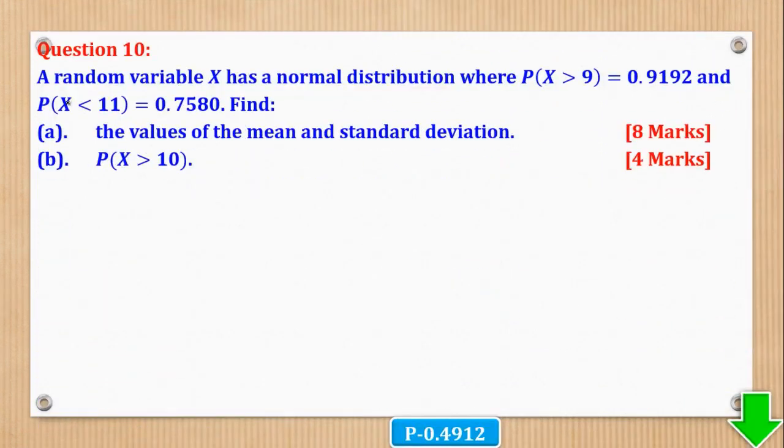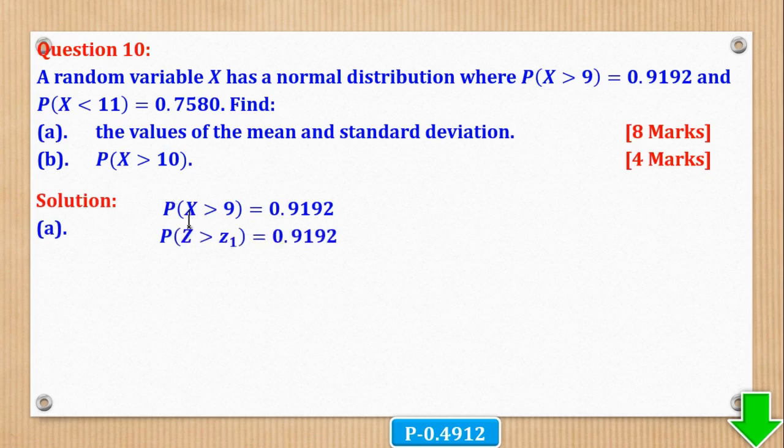Then question 10 says a random variable capital X has a normal distribution where P of X greater than 9 is this and P of X less than 11 is this. Find part A, the values of the mean and standard deviation, and part B, the probability of X greater than 10. So this standard normal distribution, it needs this standardization. So we shall first standardize from X to Z. Here we don't know the Z value, so we shall just put an unknown Z1 and maintain the probability.